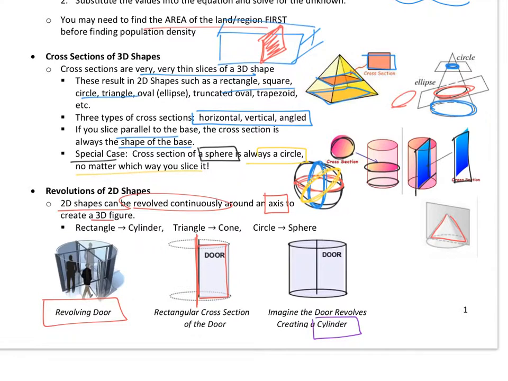And this one, because it's a rectangle, creates a cylinder. That door goes around and around and around, creating a cylinder. If you flip it over, we'll see some Common Core questions related to density, cross-sections, and revolutions.